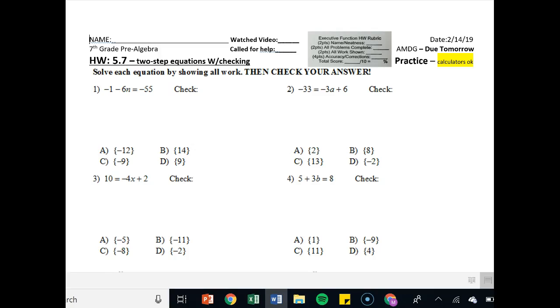Welcome to homework 5.7, two-step equations with checking. Watch the video, check off. Practice homework, calculator is okay, due tomorrow.